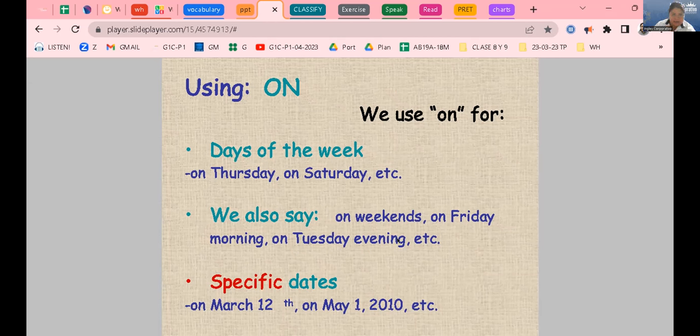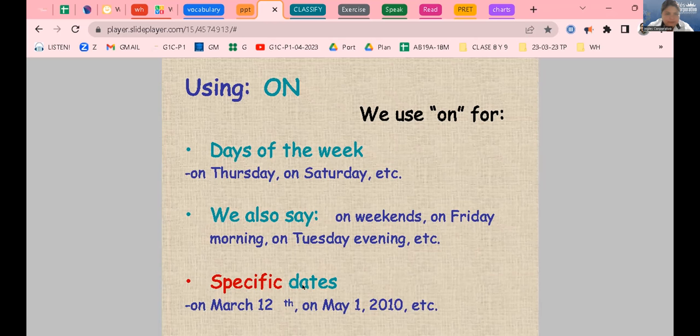Entonces aquí pueden ser partes de un día en específico también. On Friday morning, el viernes por la mañana. La tarde del martes, right? Y también con fechas específicas. On March the 12th, on May the 1st, 2010. Por ejemplo, el 12 de marzo y el 1 de mayo. Eso sería, por ejemplo, las fechas.